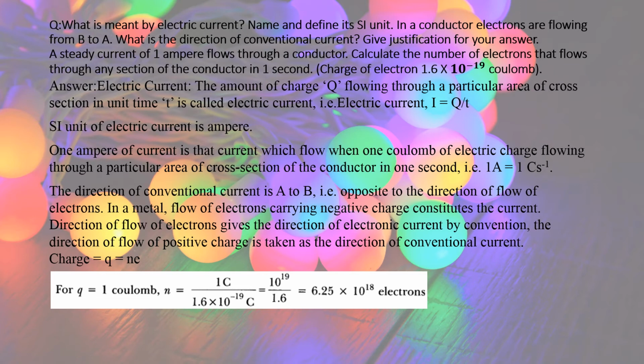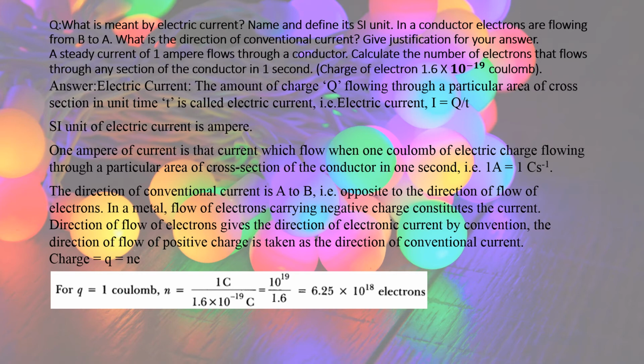You have to answer like that. First, we have to see the first question, that is what is meant by the electric current. You have to define the electric current. Amount of charge flowing through a particular area of cross section in a time t is called electric current, and I is equal to Q by T.